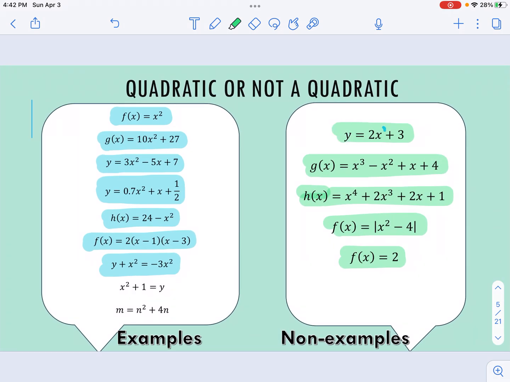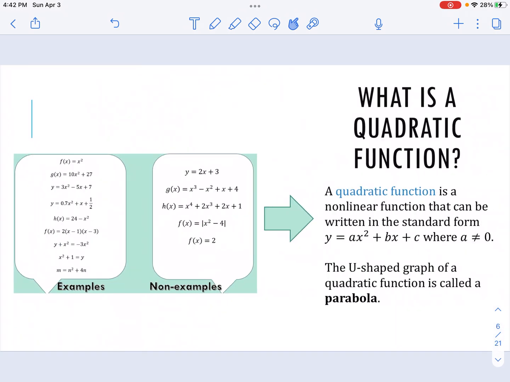So there we have it. We have some examples of quadratic functions, and we also have some examples of non-quadratic functions. So now that we've looked at some examples, let's actually create a formal definition.